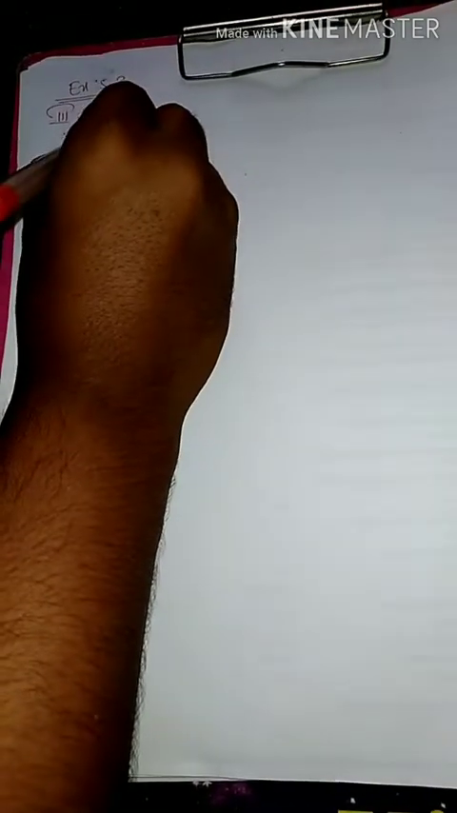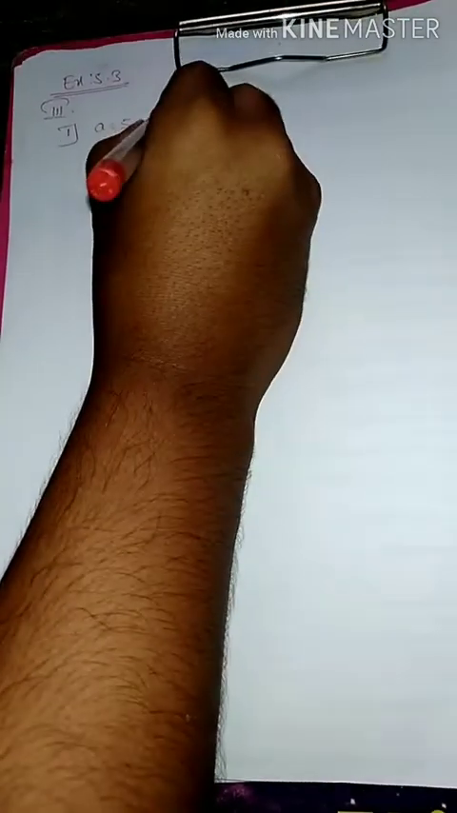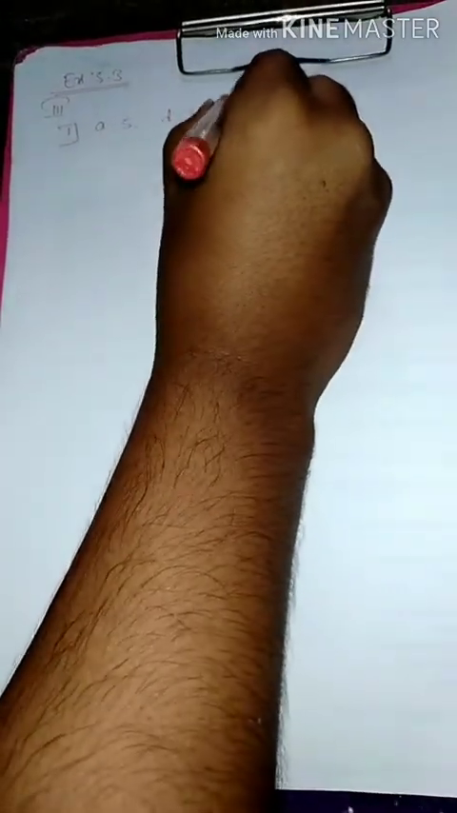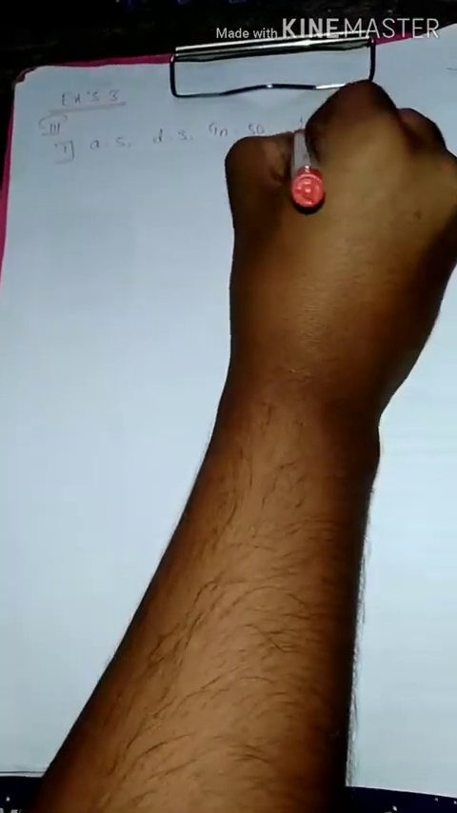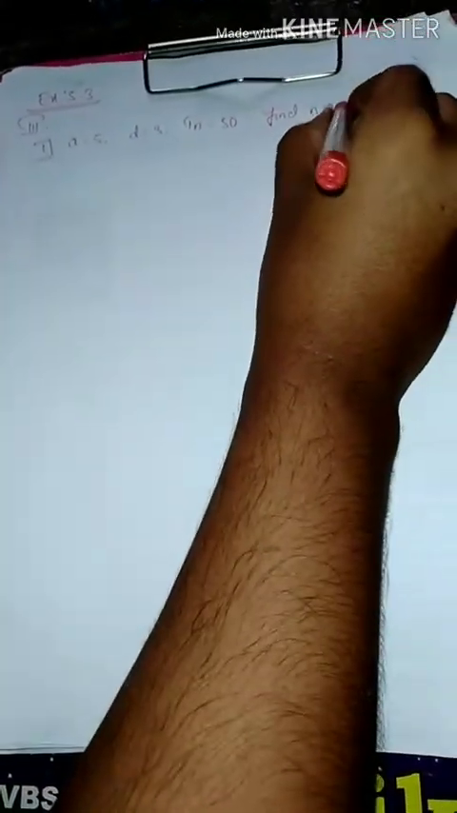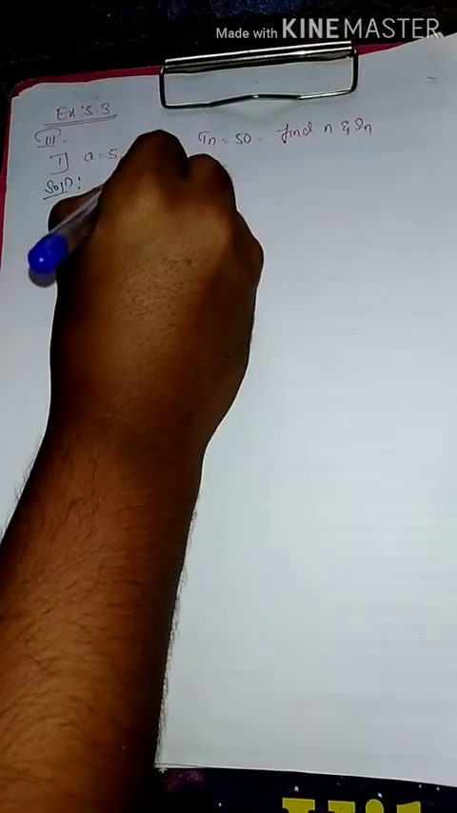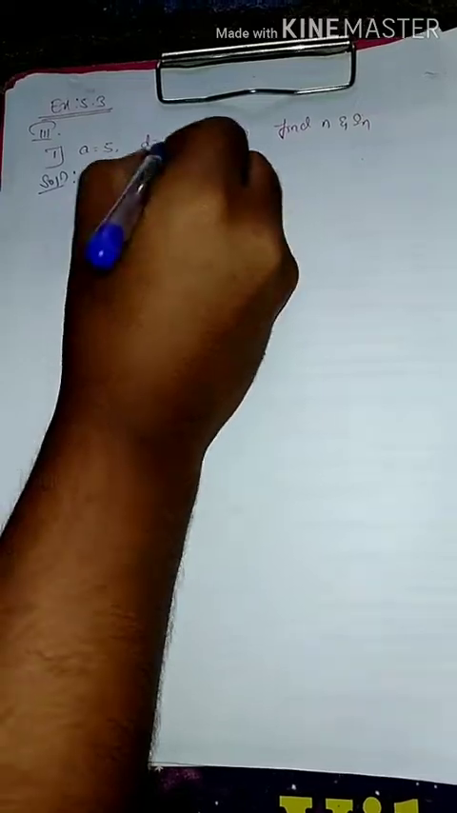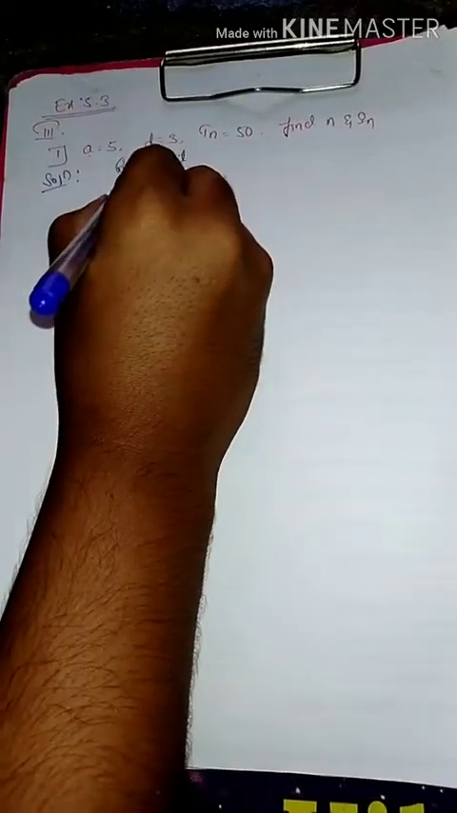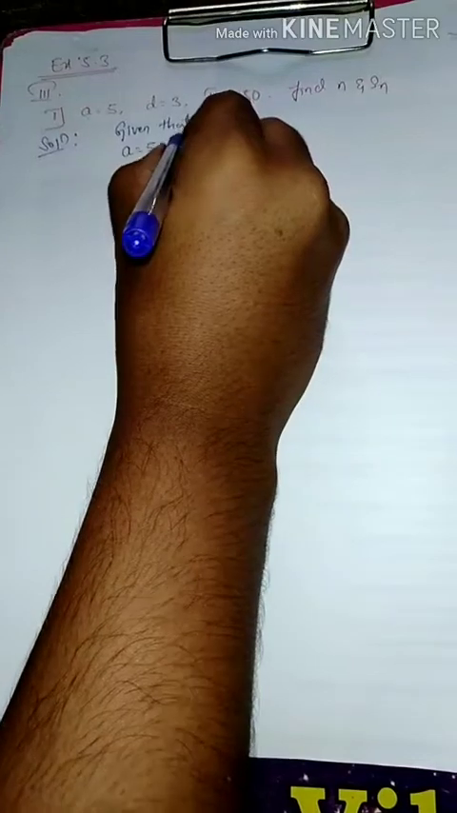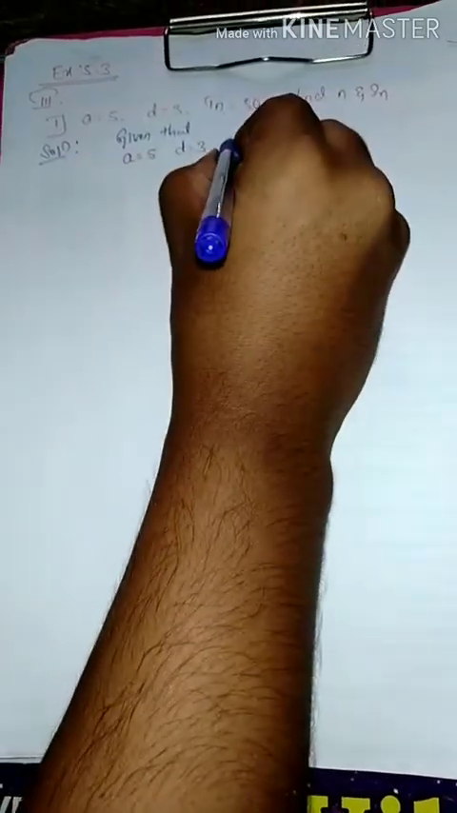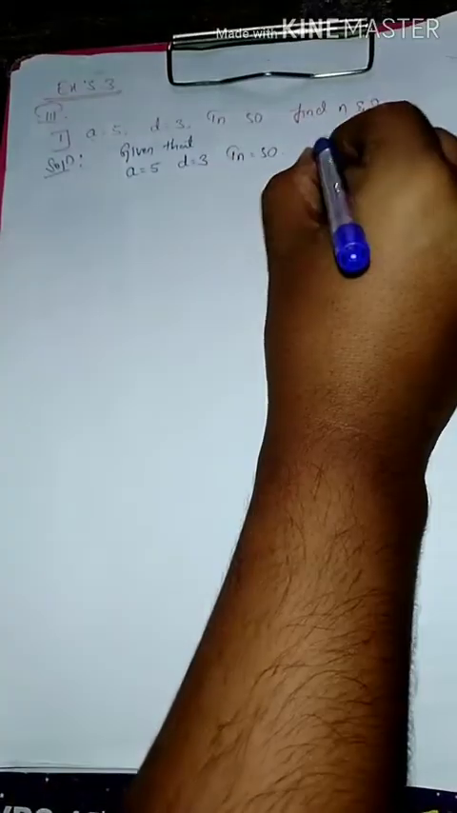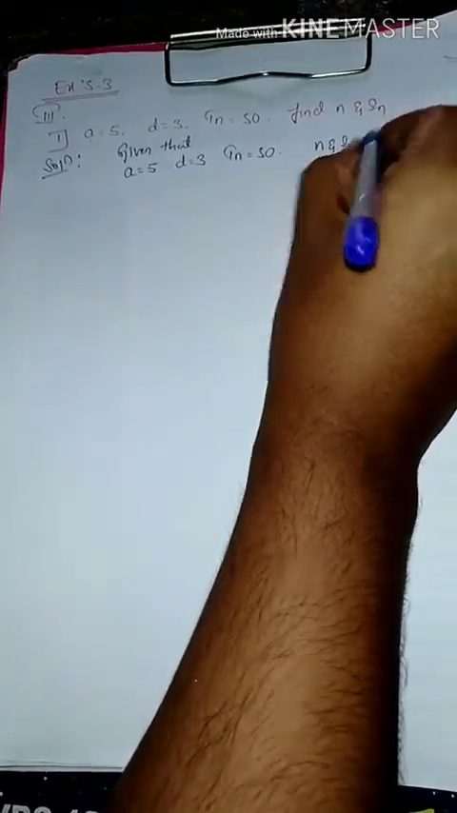First example. In an AP, A is equal to 5, D is equal to 3, Tn is equal to 50. Find N and Sn. Solution: given that the first term is A is equal to 5, the common difference is D is equal to 3, and the last term is Tn is equal to 50. We need to calculate both N and Sn.